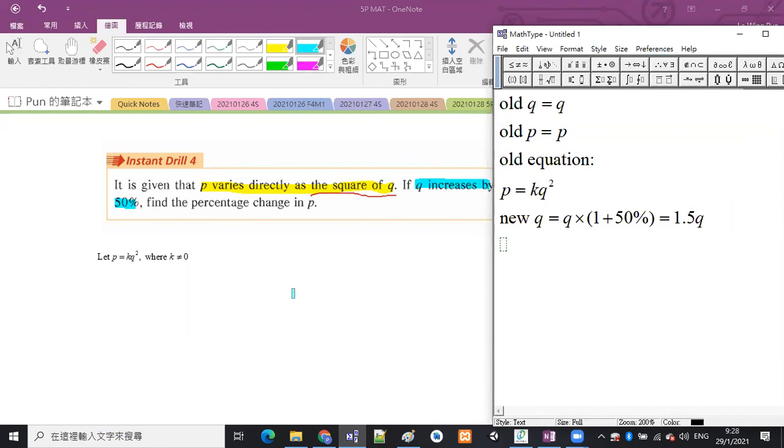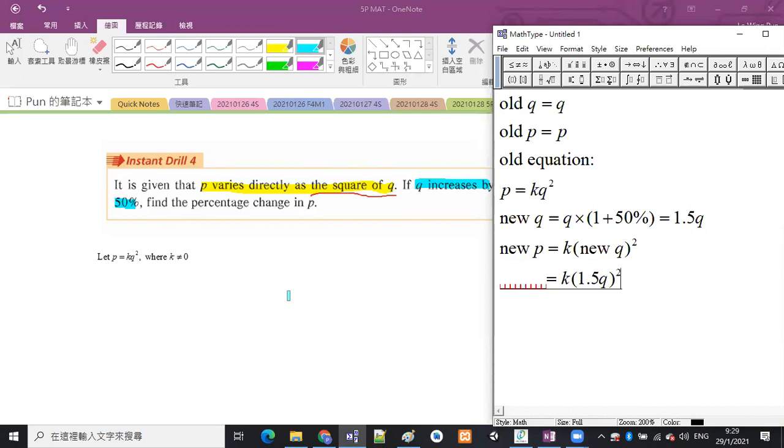Okay, and then the most trouble one is to find the new P. New P is calculated by K times new Q bracket square, just from this equation. Okay, the P becomes new P and Q becomes new Q, right? But what is new Q? New Q has been found to be 1.5Q. So 1.5Q bracket square.